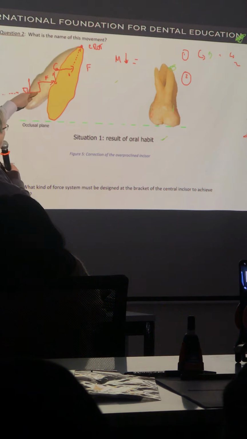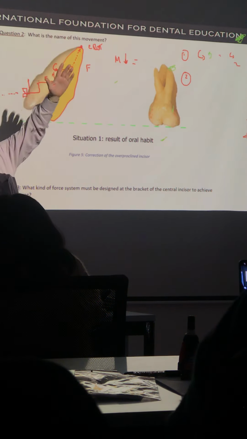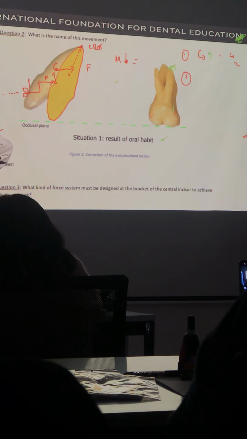So here, the higher this little arm is, the more you get translation. If you want the reverse, you make the arm the other way, then you really are going to torque the tooth like crazy.